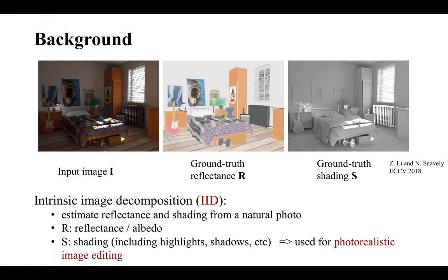Intrinsic image decomposition, which is simply called IID, means to estimate multiple physical characteristics from natural photos. Typically, researchers aim at estimating a reflectance image and a shading image from a single input. In the IID task, shading estimation is to recover real lighting effects of a scene. So estimated shading is commonly used for photorealistic image editing, which can be applied in augmented reality applications.